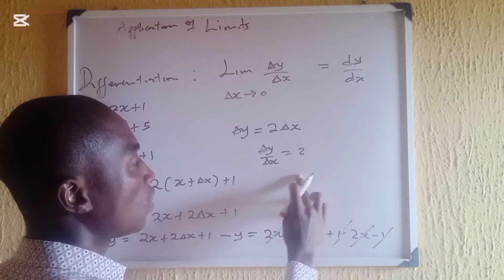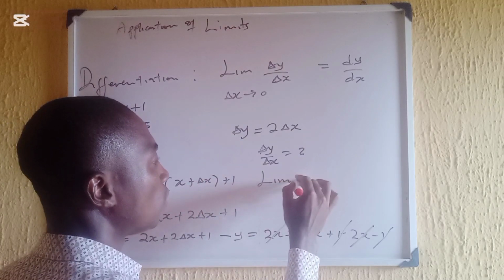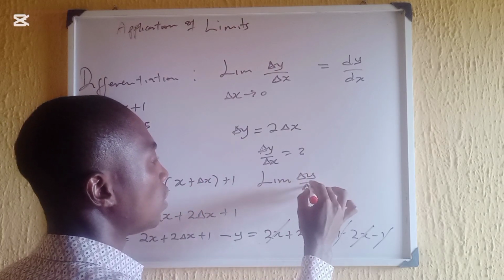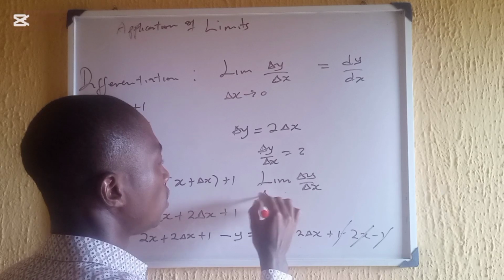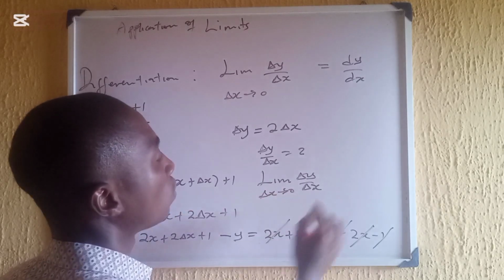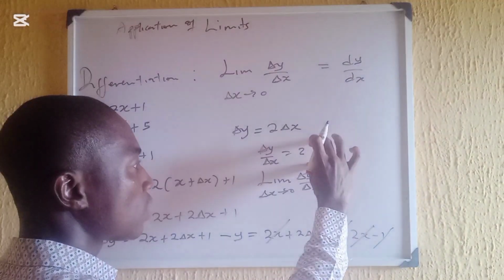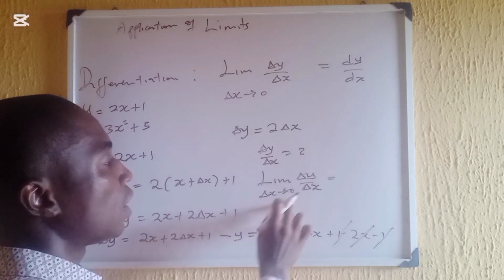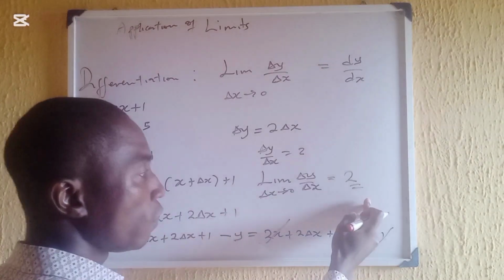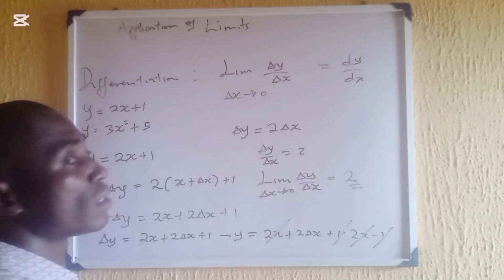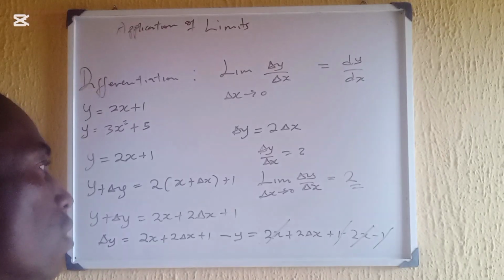Take the limit of a constant function. The limit of change in y over change in x as change in x tends to 0. This is a constant function. That means the limit as we tend to 0 will also give us 2 according to the properties of limits. Let's try the second one.